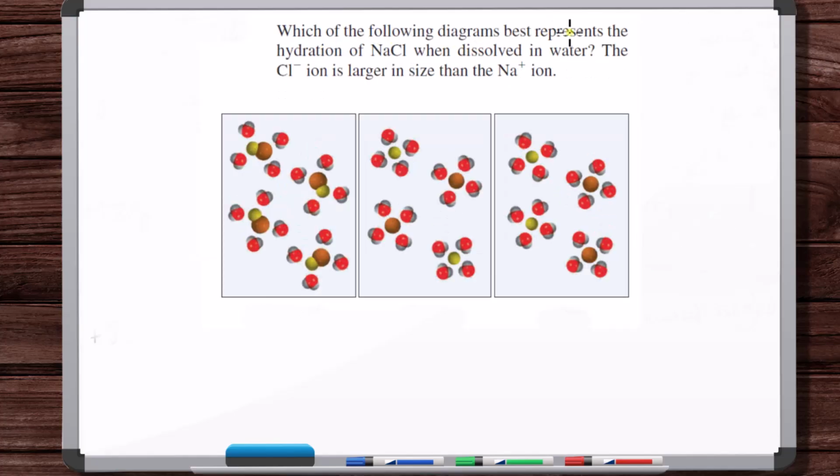Which of the following diagrams best represents the hydration of NaCl when dissolved in water? The Cl- ion is larger in size than Na+ ion. Okay, so let's look here first. This is the Cl- ion, this is the minus. This is the Cl-, this is the Na+. You've got a Na+ oriented with the oxygen here. Okay, that's correct. And then it looks like the hydrogens are oriented with the Cl-. Okay, and it looks like that's pretty consistent.